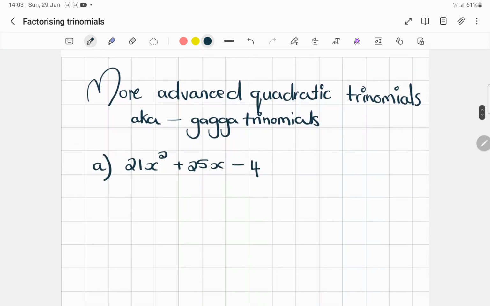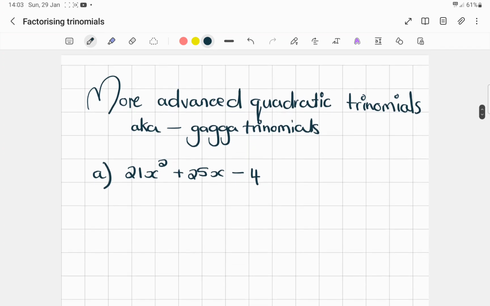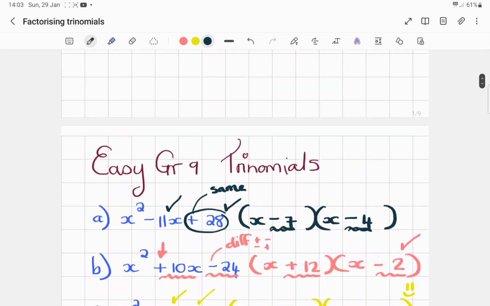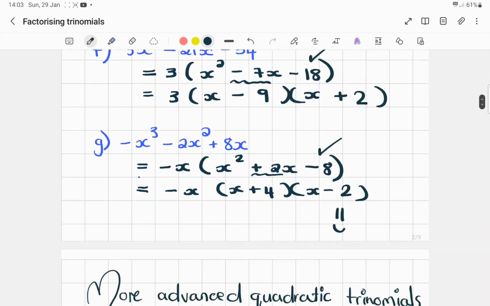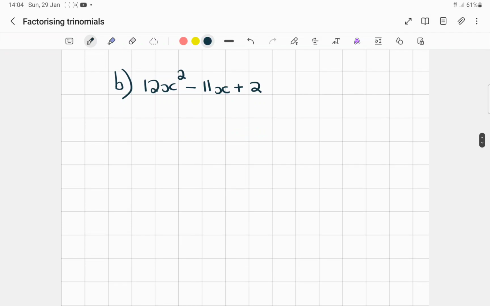All right, so now let's look at the more advanced quadratic trinomials, aka my haha trinomials. Okay, the first one, I think I did do the 21x squared plus 25x. Yes, okay, I did that one. So I'm going to skip to B. All right, so again, we're going to start with our crisscross.